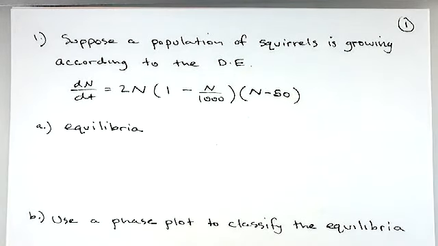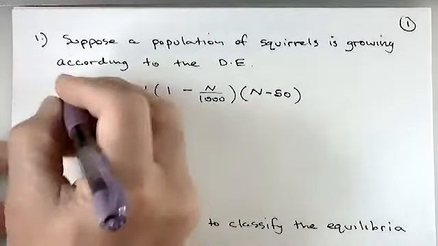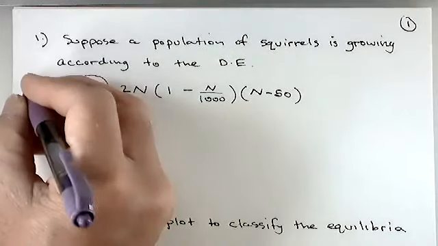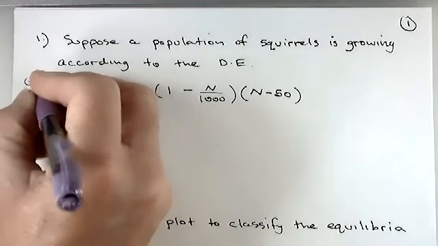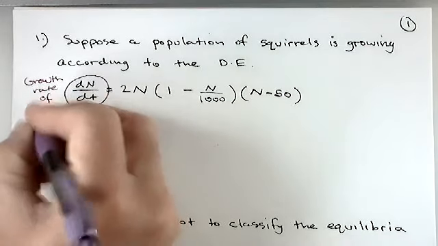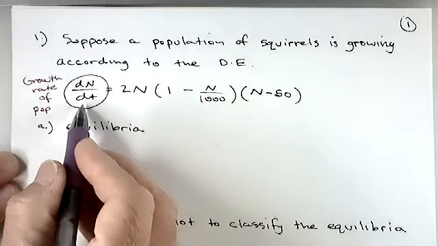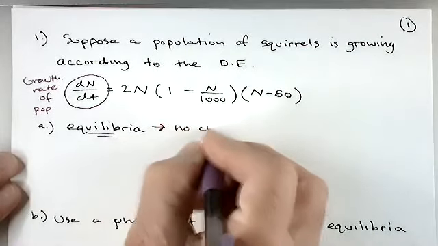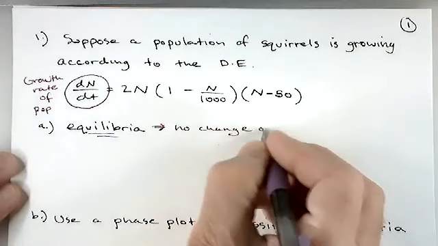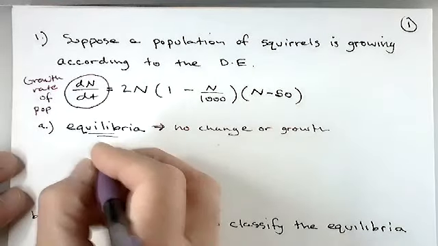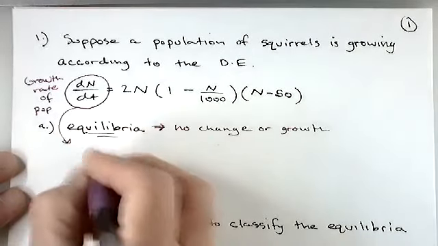So let's start. Let's find our equilibria first. Equilibria is when there's, let me just emphasize this, dN/dt is the growth rate of our population. So if we're looking for equilibria, that would imply no change, which means no growth. So to find your equilibria, you're just going to set dN/dt equal to 0.